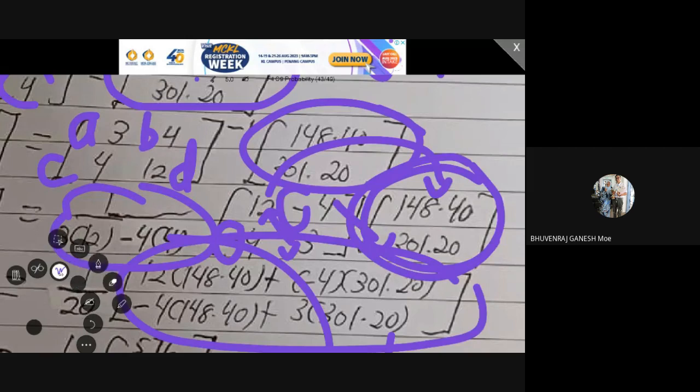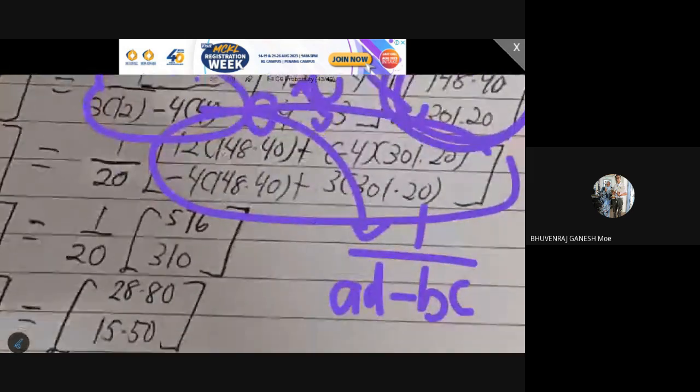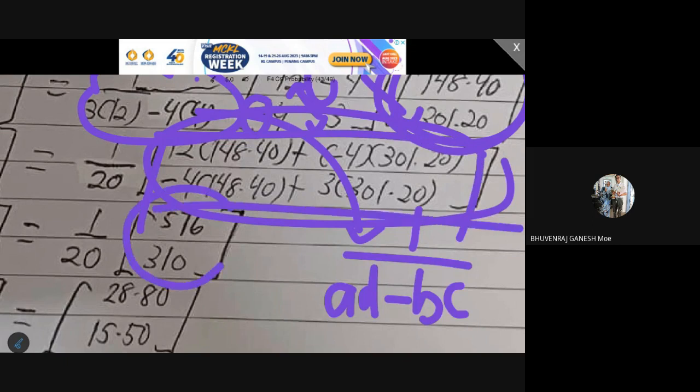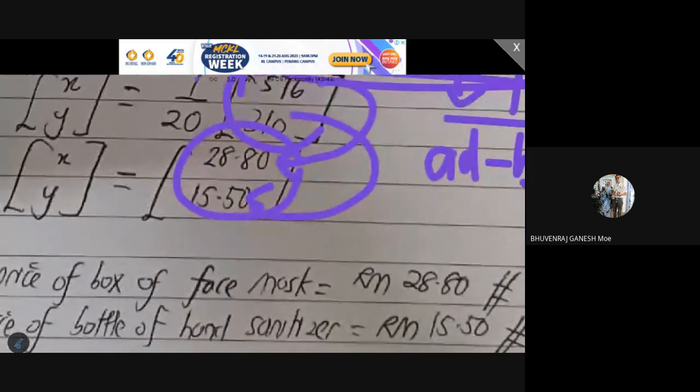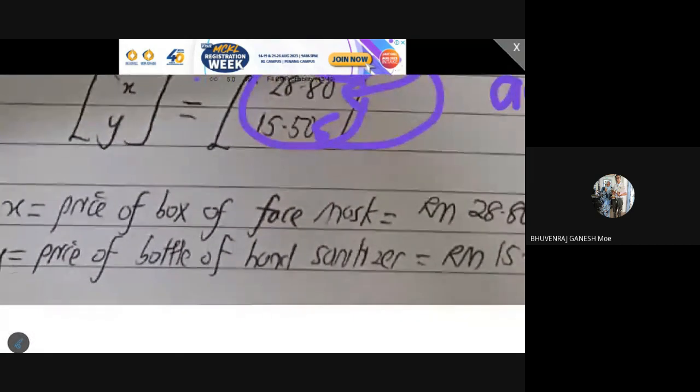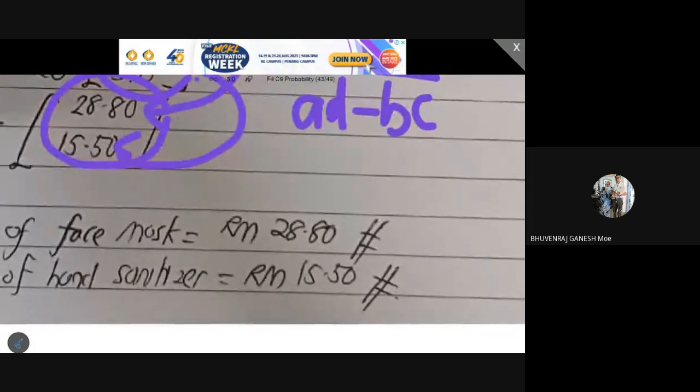Okay, so after this kamu boleh kirakan nilai ni semua dalam calculator. Yang ni guna calculator saja, you can get this value. And then you divide by 20, bagi setiap nilai ni dengan 20, you will get this answer. And then this is basically your final answer. Tapi jangan stop kat sini, kamu kena buat kesimpulan. x is price of box of face mask is 28.80.